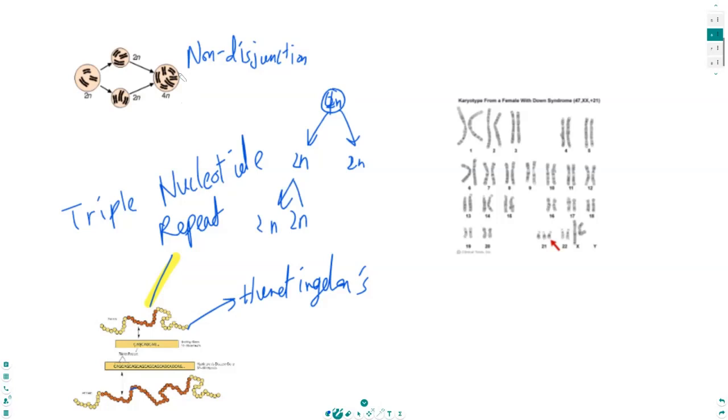But this normally goes between gametes, where there is an odd number, so the chromosomes don't separate evenly within the cells. So here's a good example, which is Down syndrome, where you have three chromosome 21s. So Down syndrome is a good example of non-disjunction, and that can lead to many mental disabilities.